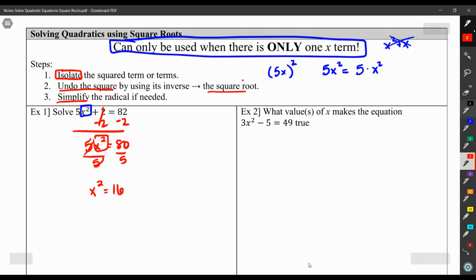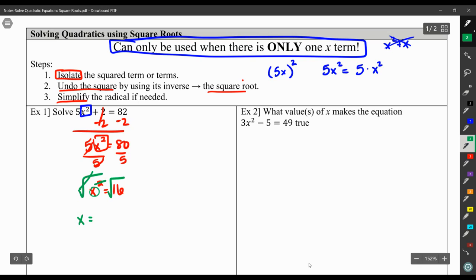Now that we have the squared part alone, this is where you have to undo the square, just like you would undo division. So to undo a square, we need to take the square root of both sides. When you take the square root of something that is squared, the square root and the square are inverses. They undo each other. They're going to go away, so all that's left is whatever's underneath the square root symbol, which in this case is just x.